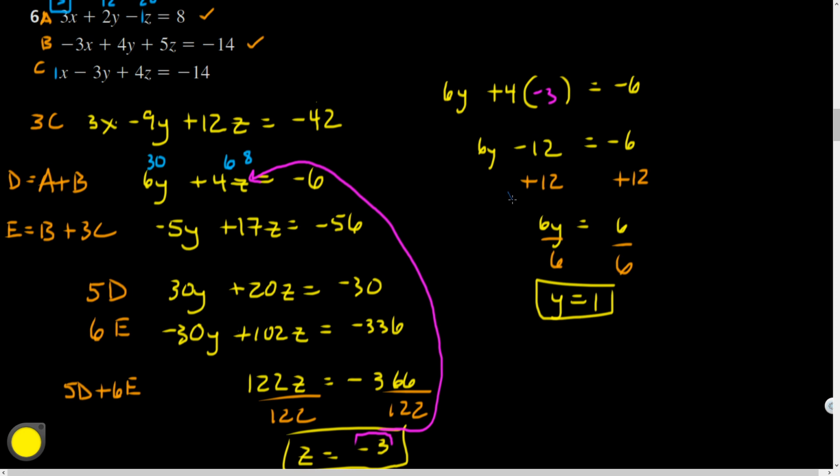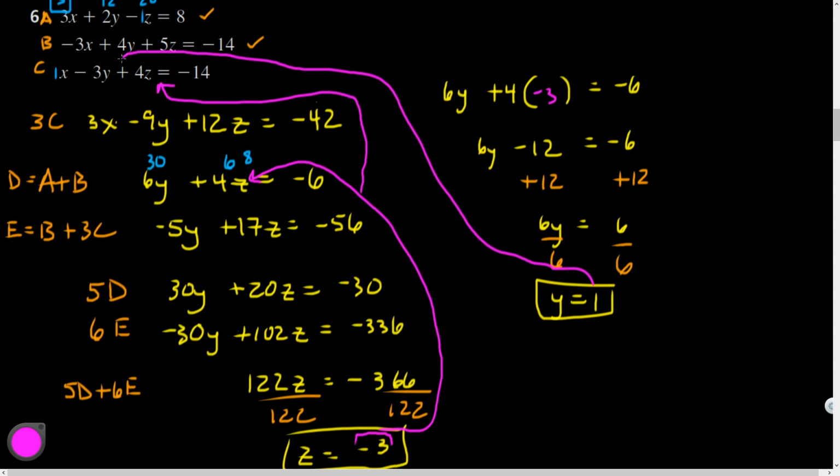And now to solve for x, I could plug into any of these that had 3 variables. I could plug in 1 for y, negative 3 for z, and solve. Now I'm going to choose this one. And I'm choosing this one because x looks like it's the easiest one to solve for. So I'll plug in for z there. I'll plug in for y there.